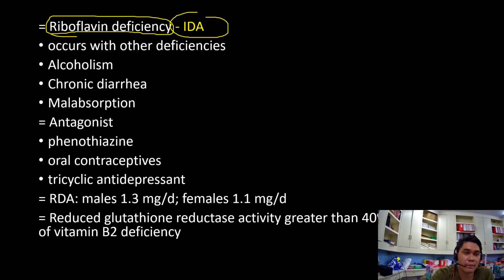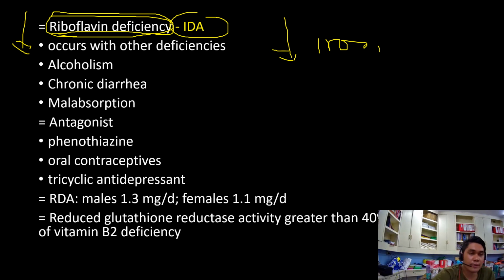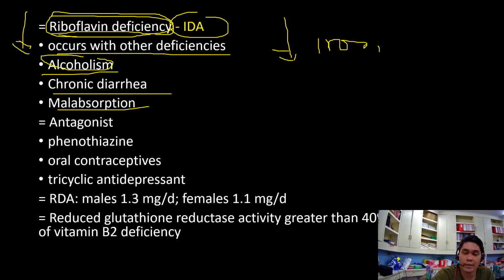Next is riboflavin deficiency, it's associated with IDA. Why? Because riboflavin is important in the absorption of iron. So decrease riboflavin, decrease absorption of iron. Okay, so you have iron deficiency anemia. Regarding other causes of riboflavin deficiency, it occurs with other deficiencies, alcoholism, chronic diarrhea, and malabsorption. So for alcoholism, we have decreased absorption and also decreased intake because the alcoholic person just keeps drinking alcohol, with no eating of food.